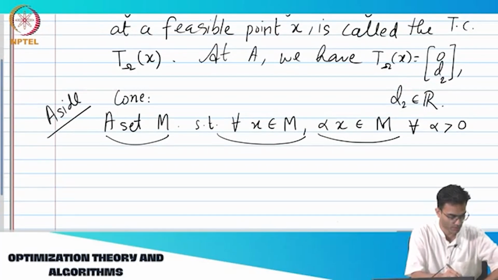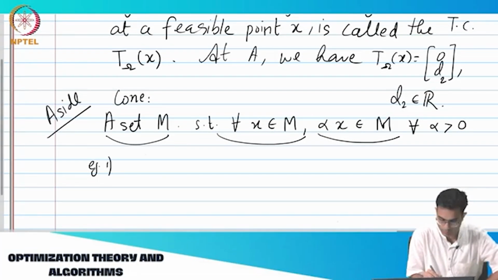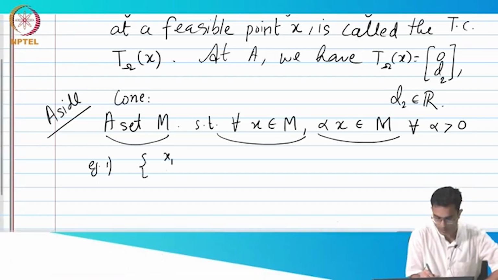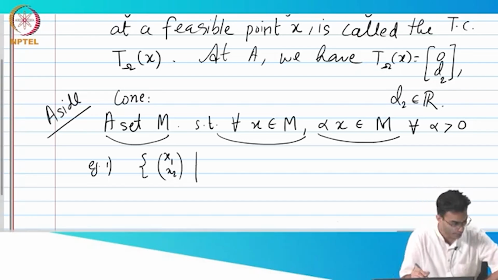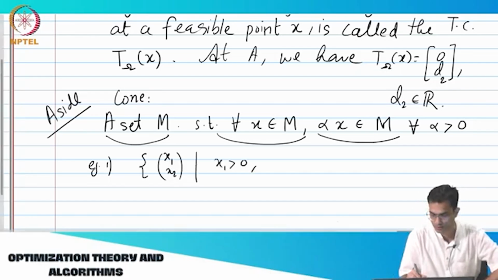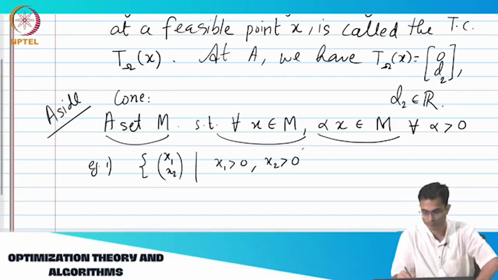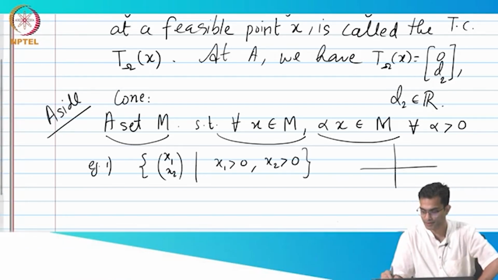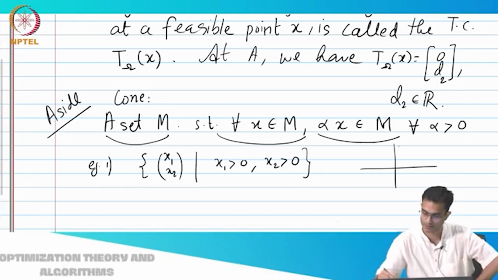So you can take two examples very quickly. For example, x1, x2, so I'm talking two-dimensional plane. Supposing I say x1 greater than 0 and x2 greater than 0. So if I were to sketch this, what does this look like? First quadrant, right? So I'm basically saying this region.